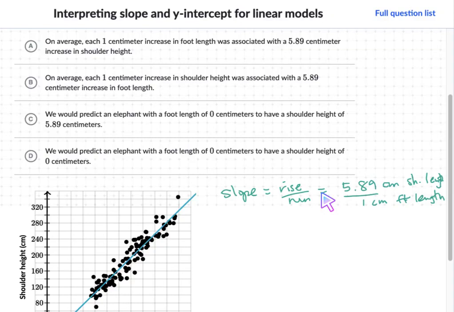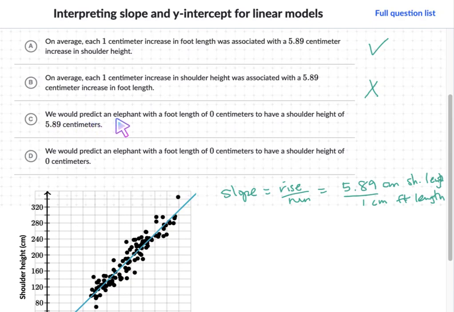Now let's read. On average, each 1 centimeter increase in foot length, okay, good so far, 1 centimeter increase in foot length, was associated with a 5.89 centimeters increase in shoulder length. All right, that one looks like it's good, but let's read the other ones just in case. Part B says, on average, each 1 centimeter increase in shoulder length. Nope, it was 1 centimeter increase in foot length. Wrong, that one has it switched.